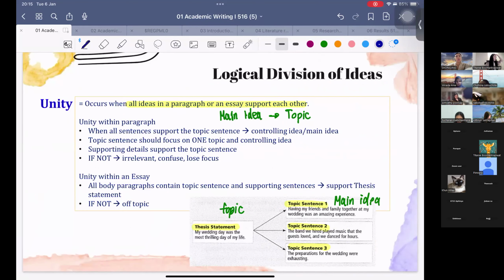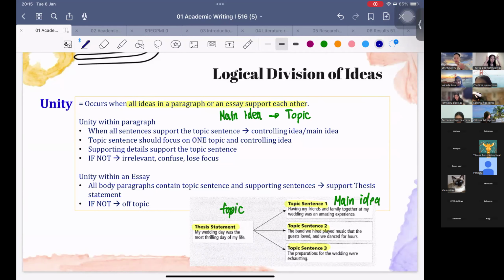Okay, two things before the end. Two things before we reach the end, which are often mentioned when they mark the essay: the topic about unity and coherence. Again, the meaning of unity and coherence is related. It means the information is related.